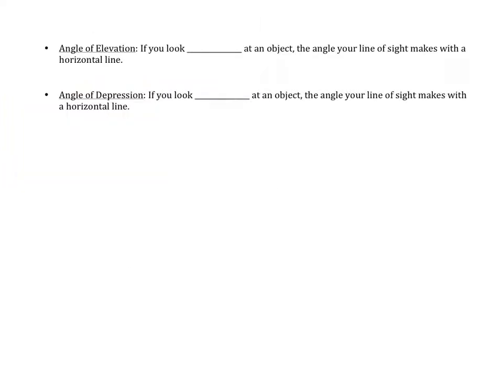Now on to some terminology. If you read angle of elevation, what this means is if you look up at an object, then the angle your line of sight makes with the horizontal line is your angle of elevation. For the angle of depression, if you look down at an object, the angle your line of sight makes with the horizontal line is the angle of depression. You'll see this, and it'll make more sense in the coming problems.